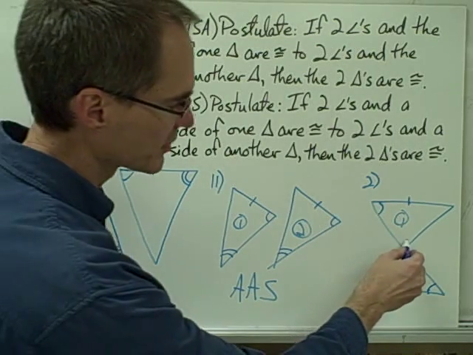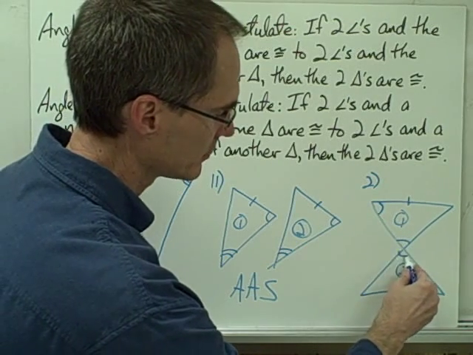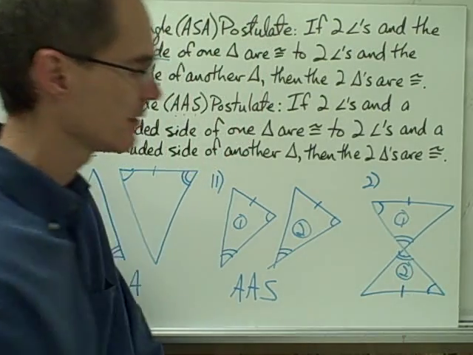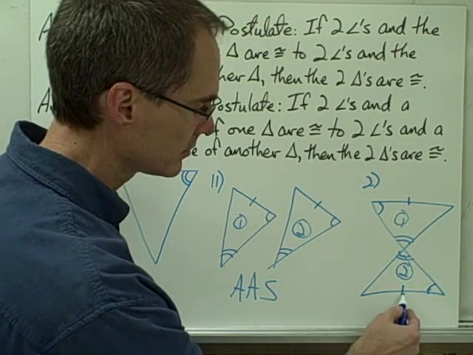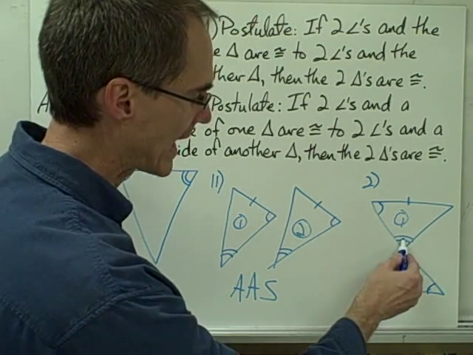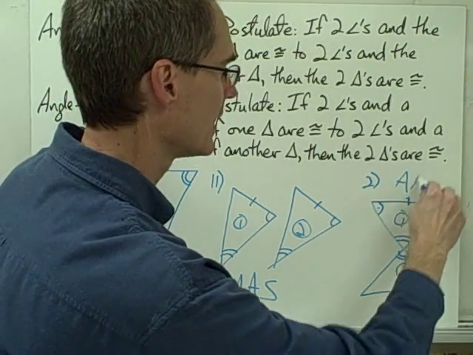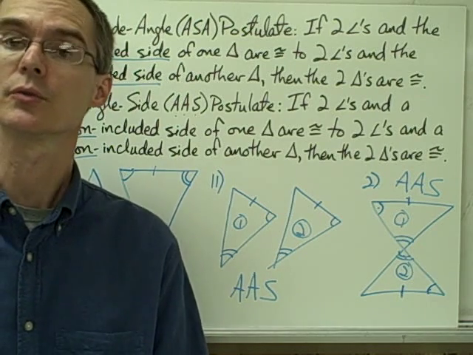But again, I have this situation where I have vertical angles, and I know that vertical angles are always congruent. Let me put a double hash mark since I've already got a single hash mark being used. And here I've got angle, angle, side, congruent to angle, angle, side. So here, once again, I can use my angle, angle, side postulate to say that those two triangles are congruent.